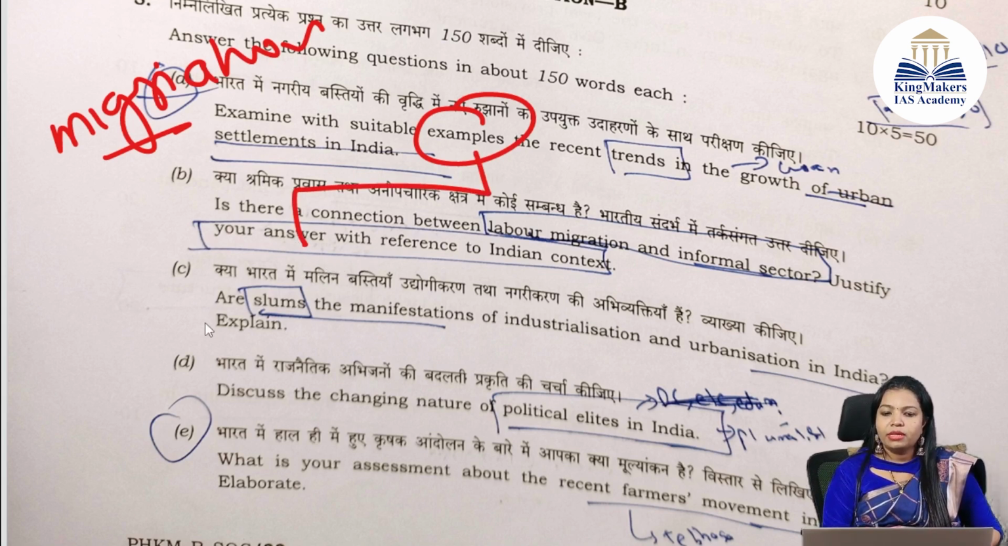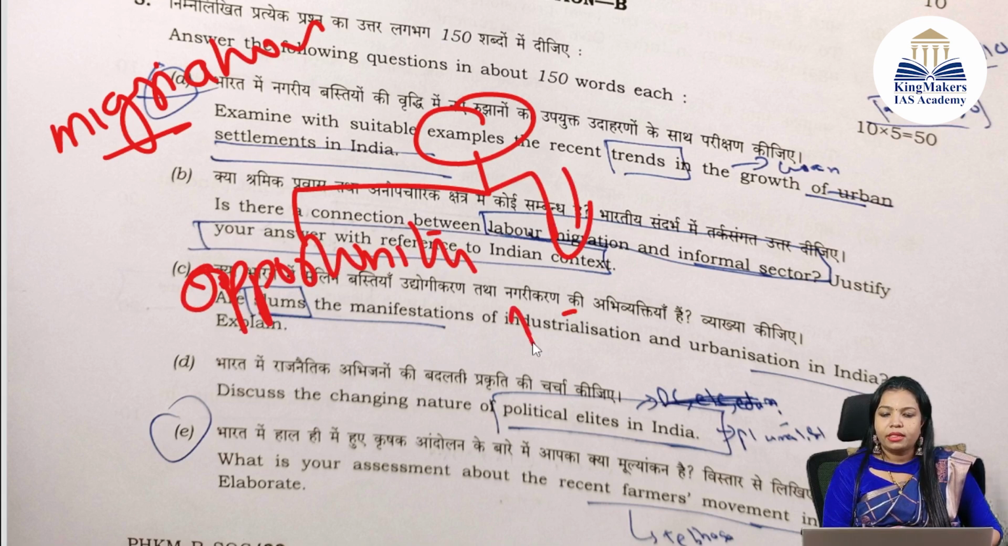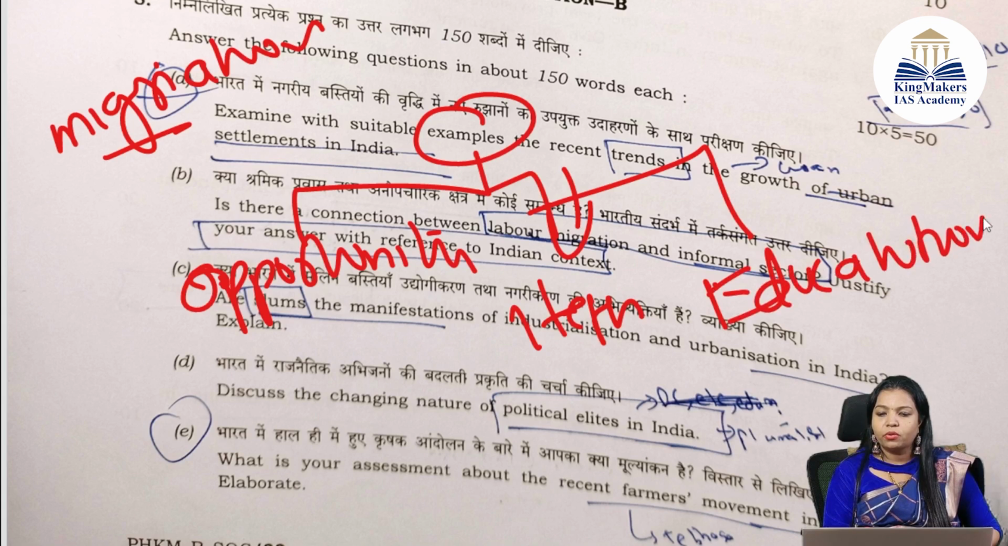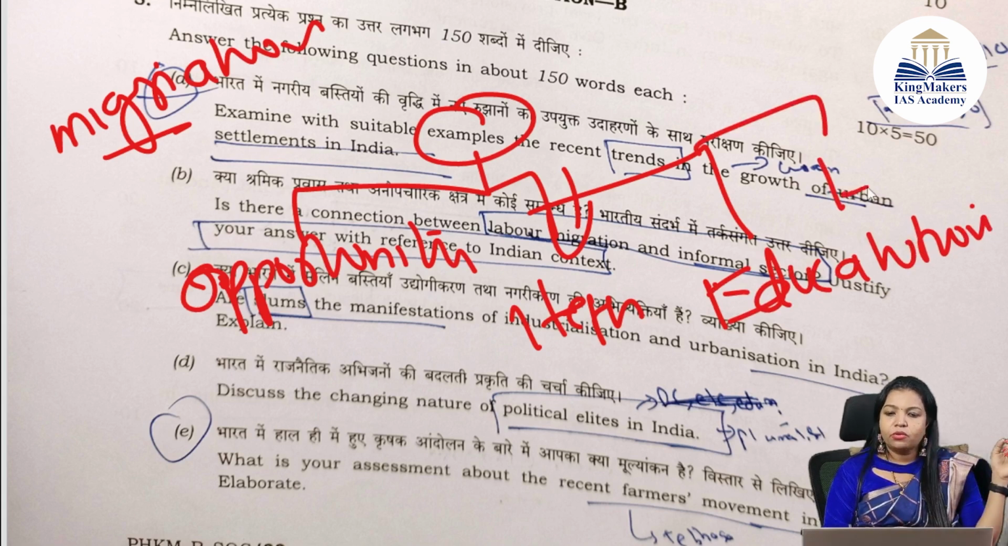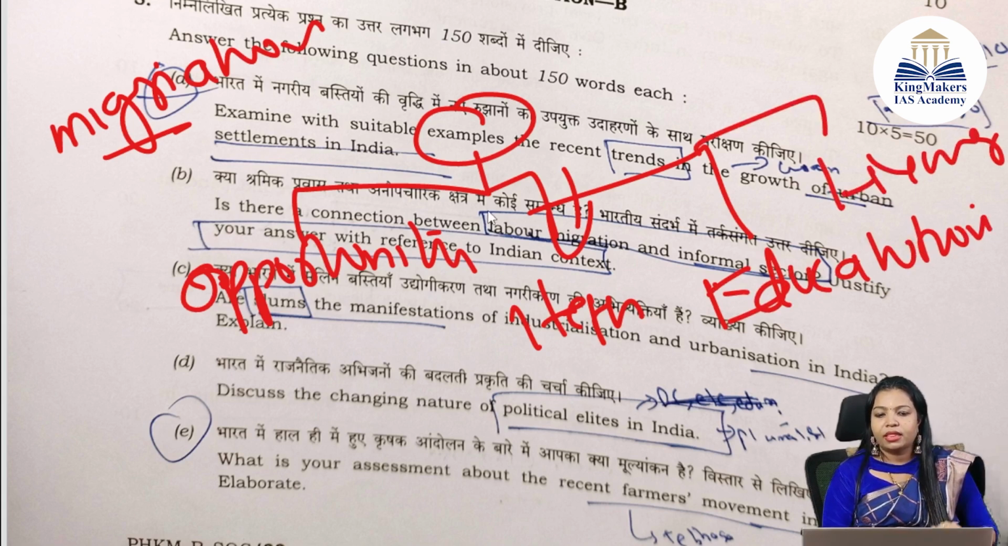So with a suitable example and recent trend, if you look at urban settlement: why is urban settlement in India happening, why is migration going to urban settlements? Opportunity, correct? Then health, then education, good education, a better living style. These are the recent examples and trends seen in the growth of urban settlement in India.